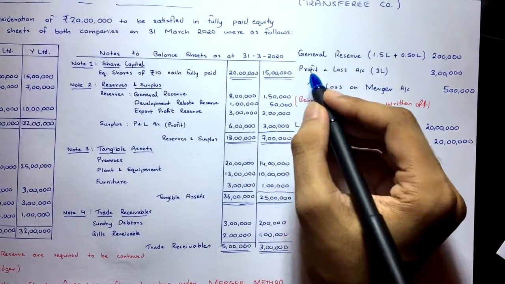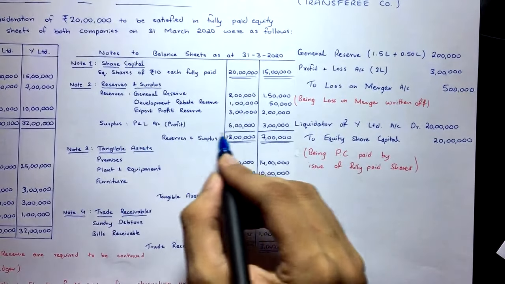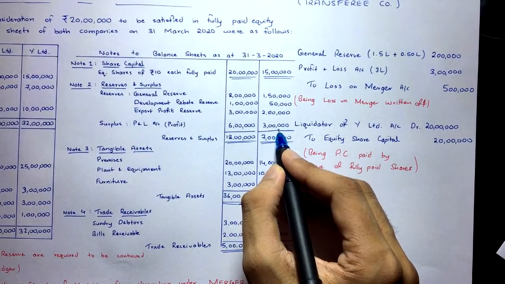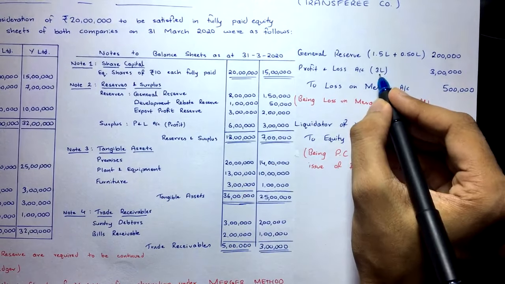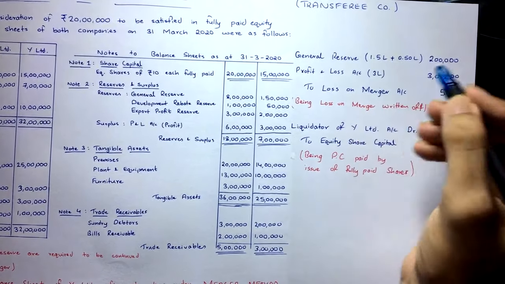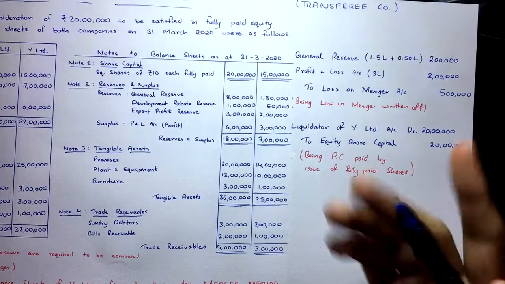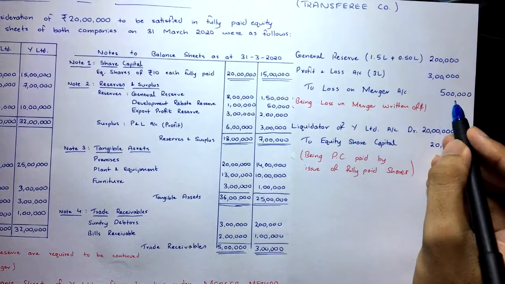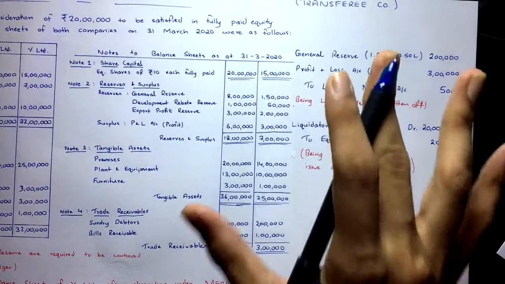So from profit and loss, see here, in profit and loss, we have 3 lakh in the Y Limited, the old company. So we are going to use 3 lakh profit and loss. Understood? 3 lakh. But is it enough? No. 1.5 plus 3 lakh, it is how much? 4.5 lakh, yeah? 4.5 lakh, that's not enough. We need 5 lakh. So, 50,000 aur chahiye.